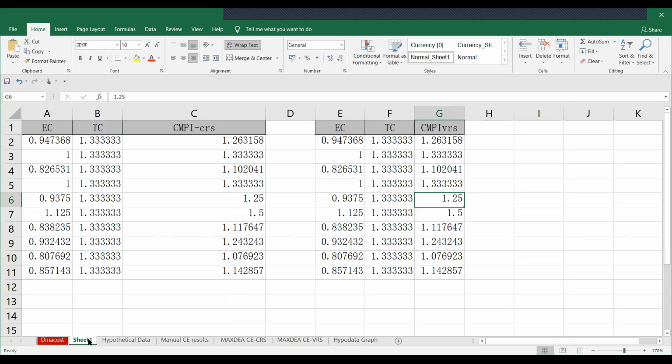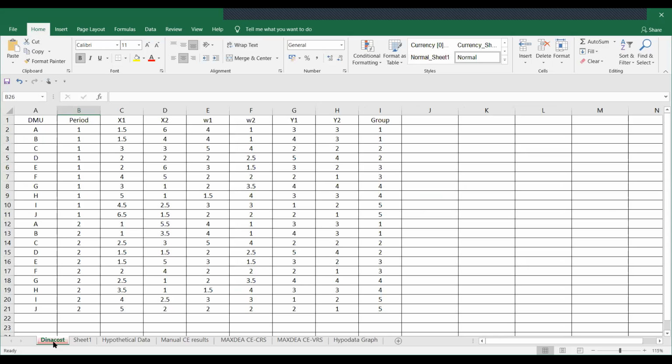Bigger numbers. The word constant returns means that size doesn't matter, isn't it? Yes. Constant returns means size doesn't matter. Variable returns means what? Size matters. So if you look at these values, what shows that size matters here? If we calculate the standard deviation, it doesn't show that some DMUs have bigger numbers and some have smaller.